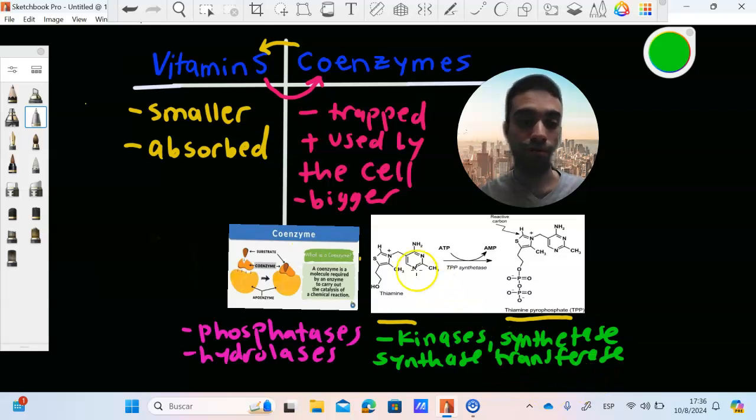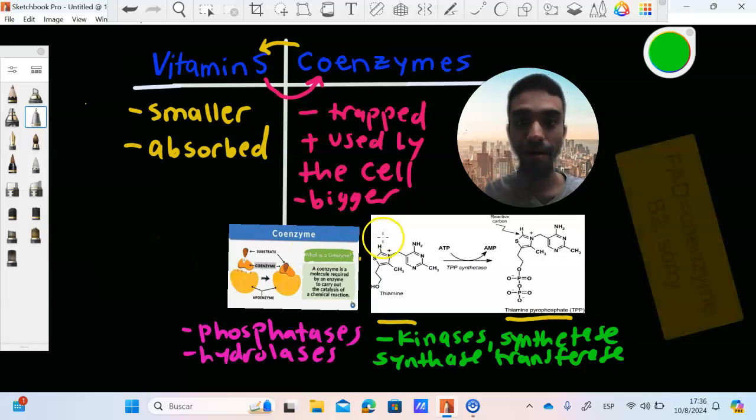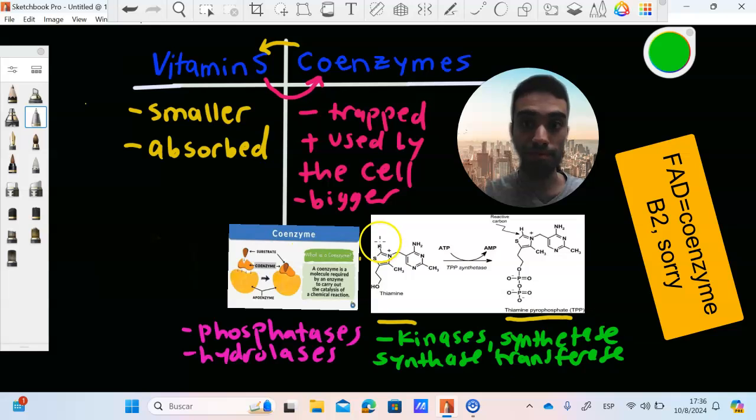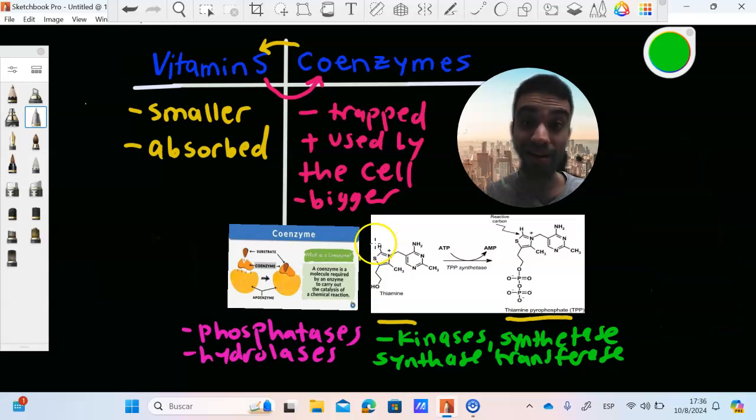For example, for vitamin B2 and B3, let's pick B2, you're going to turn your vitamin, which is riboflavin, into the coenzyme FAD, which is important for dehydrogenase reactions. For B3, that will be NAD, which are very, very important coenzymes which are needed to carry out a bunch of reactions in various cycles, like glycolysis, Krebs cycle, etc. So these are very important to know.